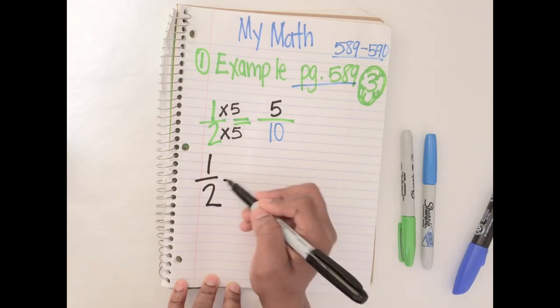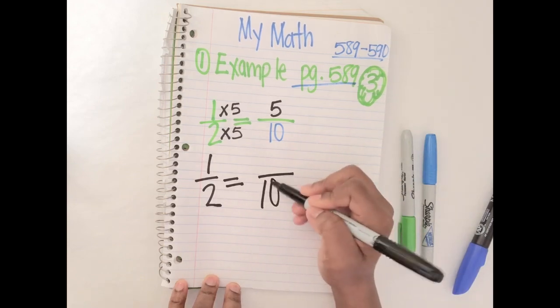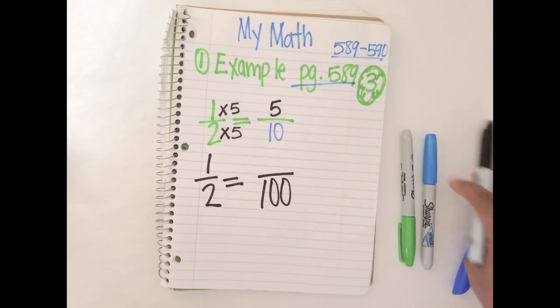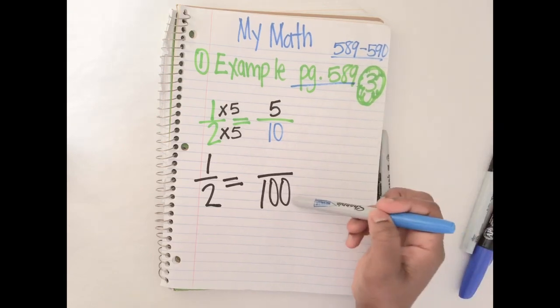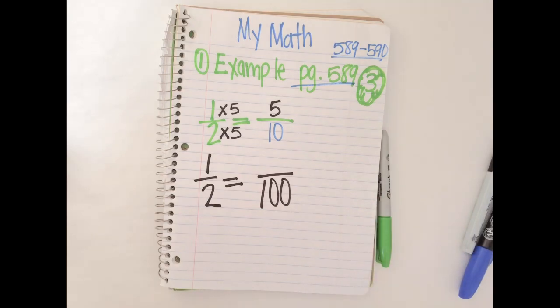So now in question number 1 on page 590, they say, how would 1/2 change if it were written as a fraction with a denominator of 100? So this time they changed the denominator from 10 to 100. Now, what would the numerator be? That's the question we need to answer.